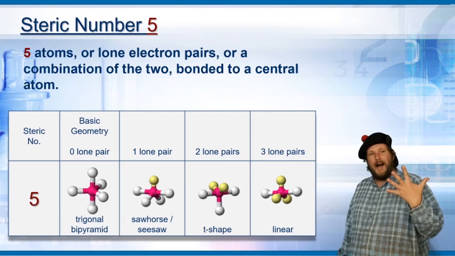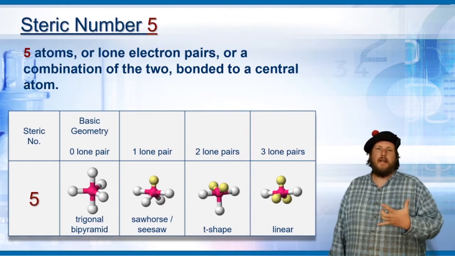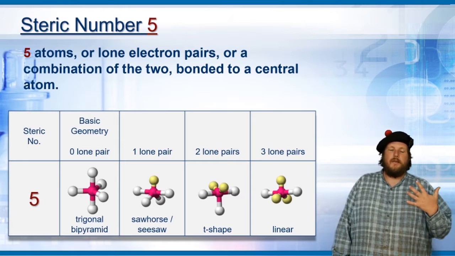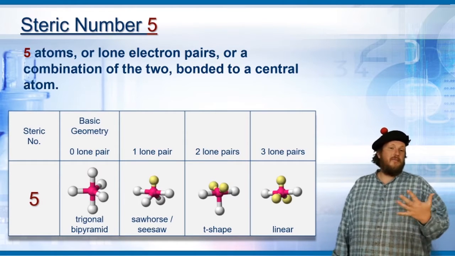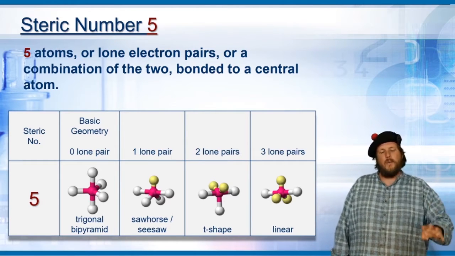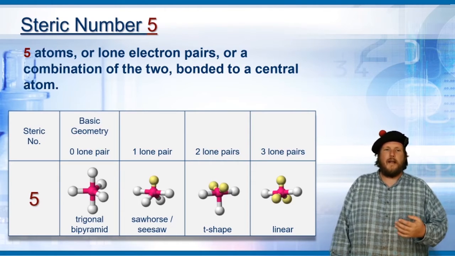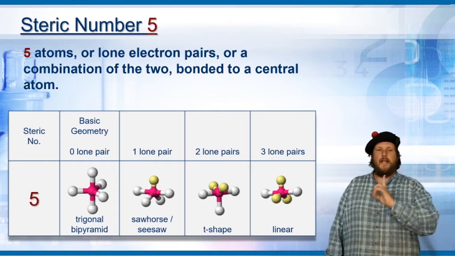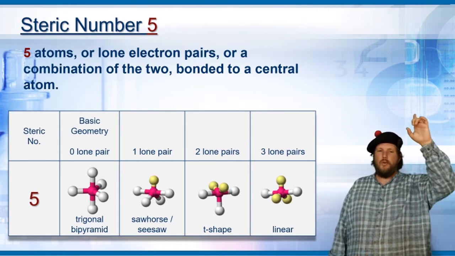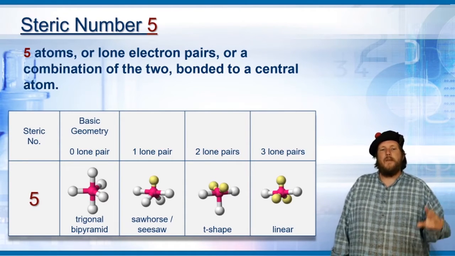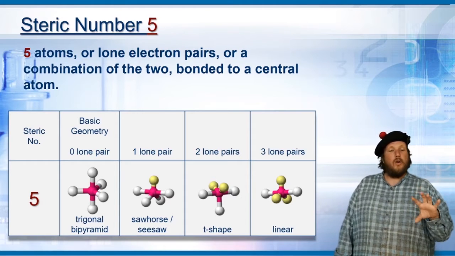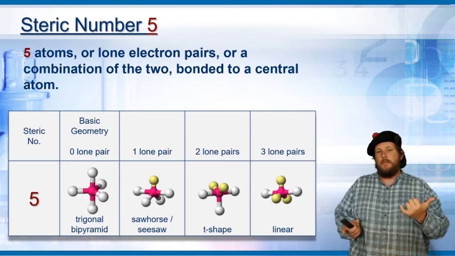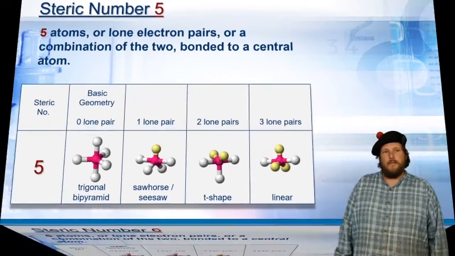Steric number of 5 is atoms or lone pairs or a combination of those bonded to a central atom. Steric number of 5, this doesn't happen very often. 4 tends to be about where we settle in, but there's a few possibilities that are higher. 0 lone pairs, it's called trigonal bipyramid. It's a triangle in the middle with 2 on either side. We get a sawhorse or seesaw shape with 1 lone pair. 2 lone pairs gives us a T shape, and 3 lone pairs is linear.